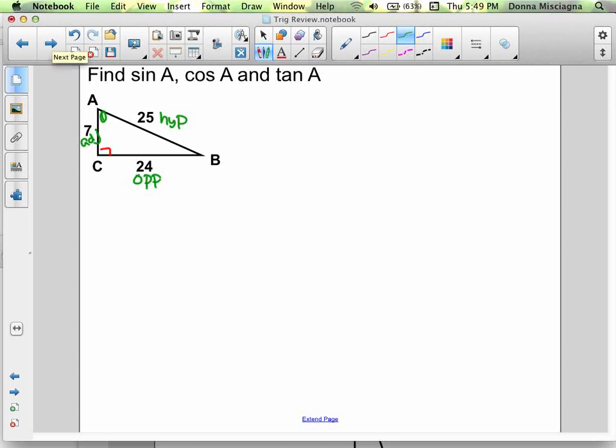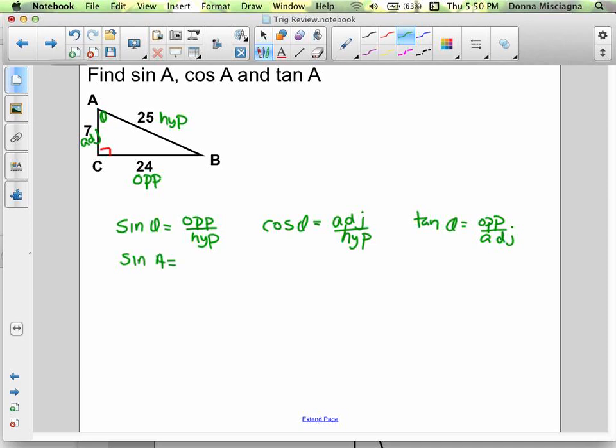All right, so now let's write down which sides each of the trig ratios uses, and then we'll write down the ratio. So sine, remember, is opposite over hypotenuse. Cosine is adjacent over hypotenuse. And tangent is opposite over adjacent. So that means the sine ratio for angle A is 24 over 25, opposite over hypotenuse.